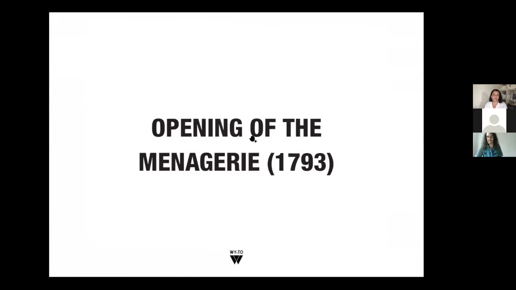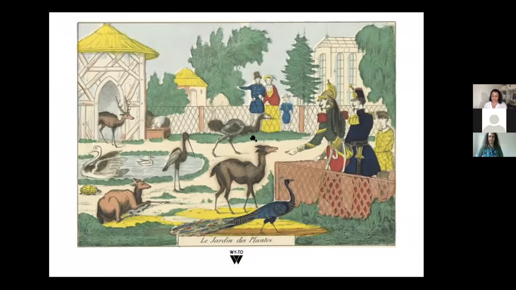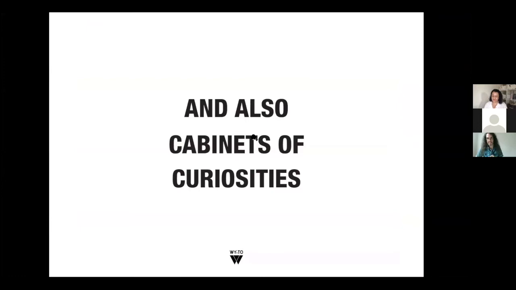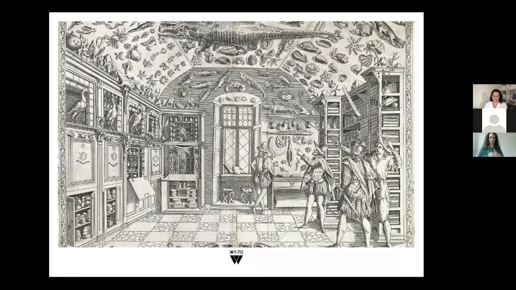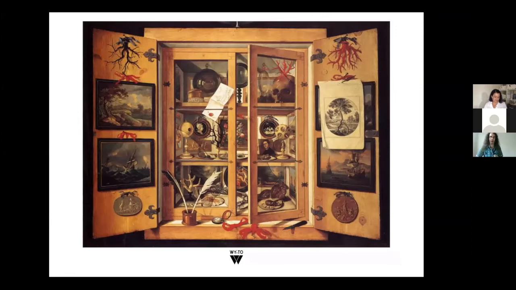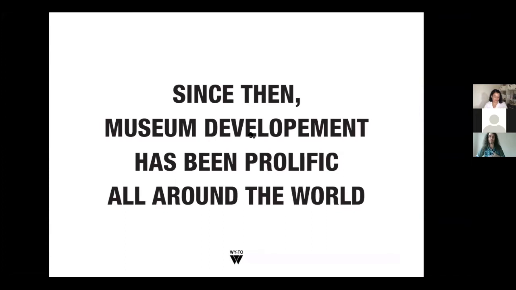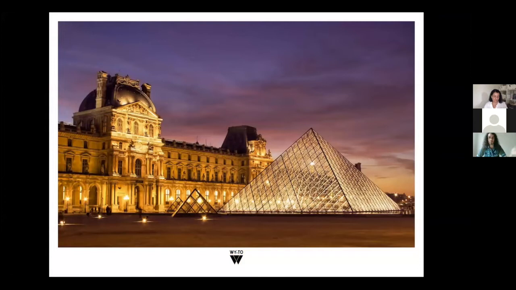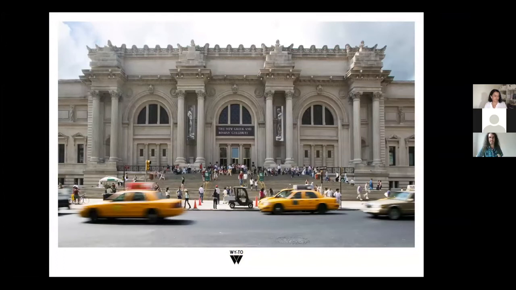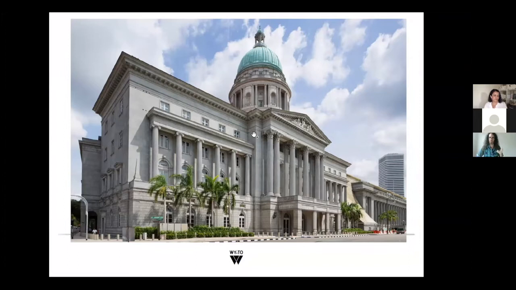And later on, the opening of the menagerie, where basically it was to exhibit the flora and the fauna. But also at that time, cabinets of curiosity, as we can see here on that view, displaying a collection of artifacts, classical and ancient art. Since then, museum development has been prolific all around the world. Some of the most iconic museums, as you know, the Louvre, for example, or the National Gallery in the UK, the Met, the Musée d'Orsay, or even our own National Gallery in Singapore. Major big museums, renowned internationally.